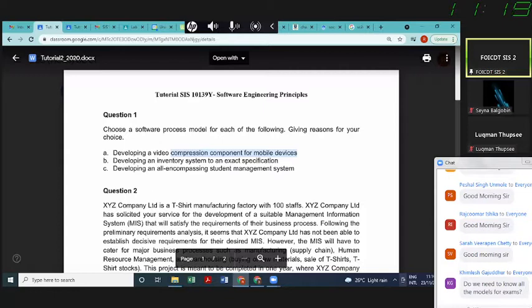Is that okay for you? Yes, sir. Okay. Any other question or any other software process?